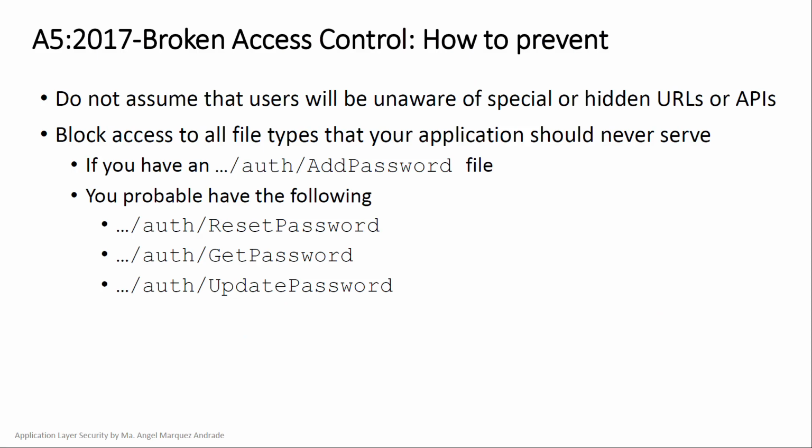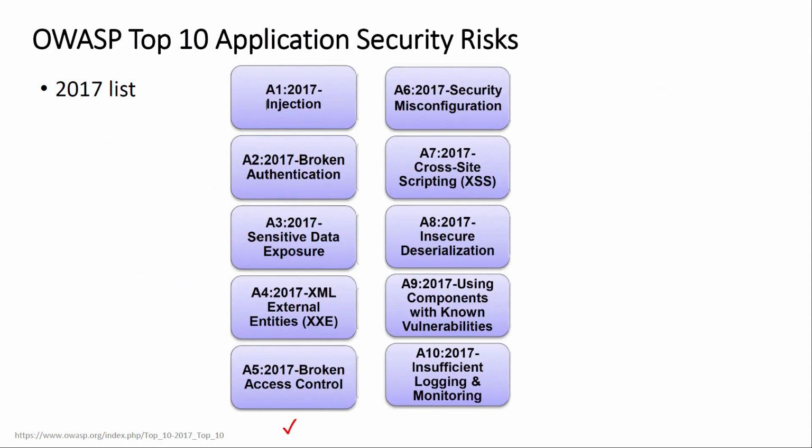Okay, so how to prevent it? Do not assume that users will be unaware of special or hidden URLs or APIs. Block access to all file types that your application should never serve. If you have, for instance, a folder for passwords, or this kind of folders, you have to prevent them from being accessed from outside. You have to block them.